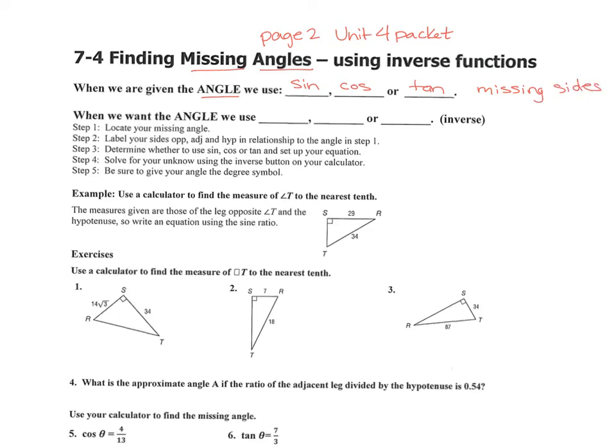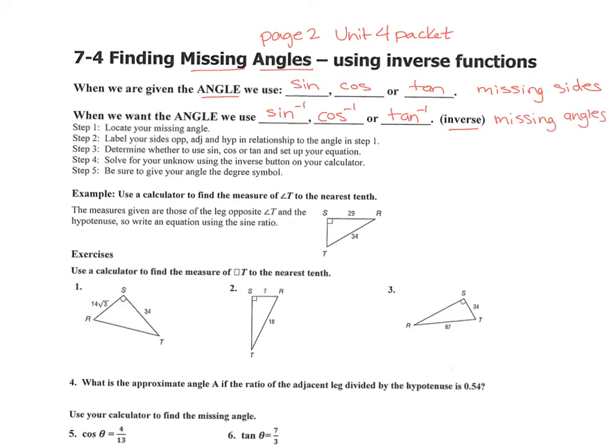However, in a triangle, sometimes we want to find the angle. The angle is the missing part. So we're going to use sine inverse, cosine inverse, or tangent inverse. Notice I used the word inverse. I did not say tangent to the -1. This isn't tangent to a -1 exponent. It's tangent inverse. Those are two totally different things. And this is how I find missing angles.